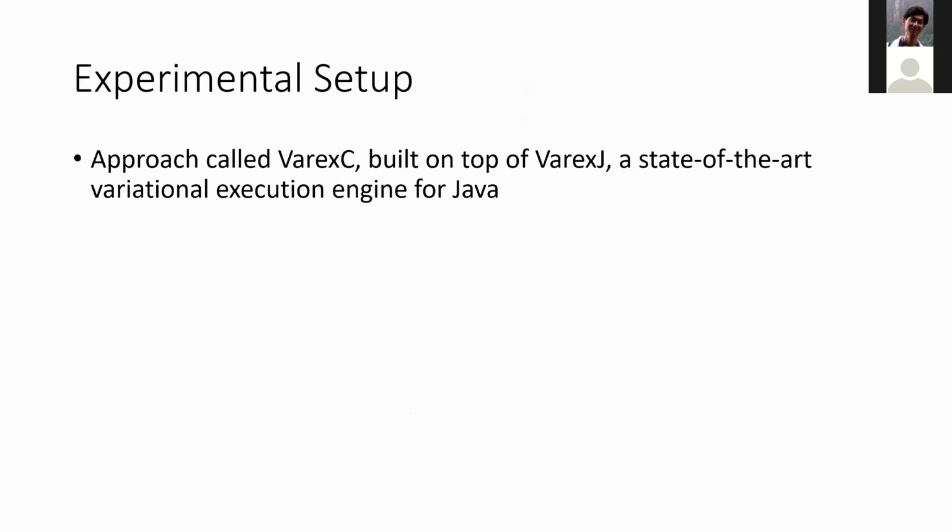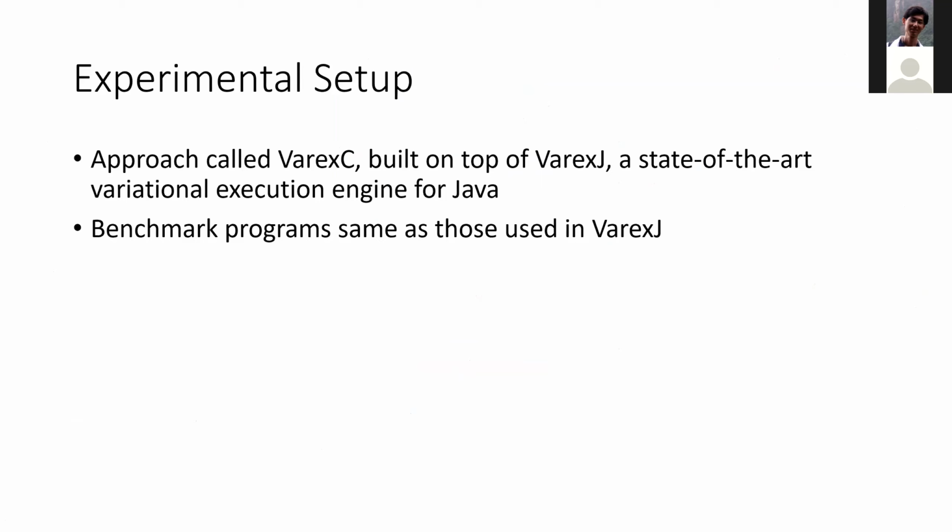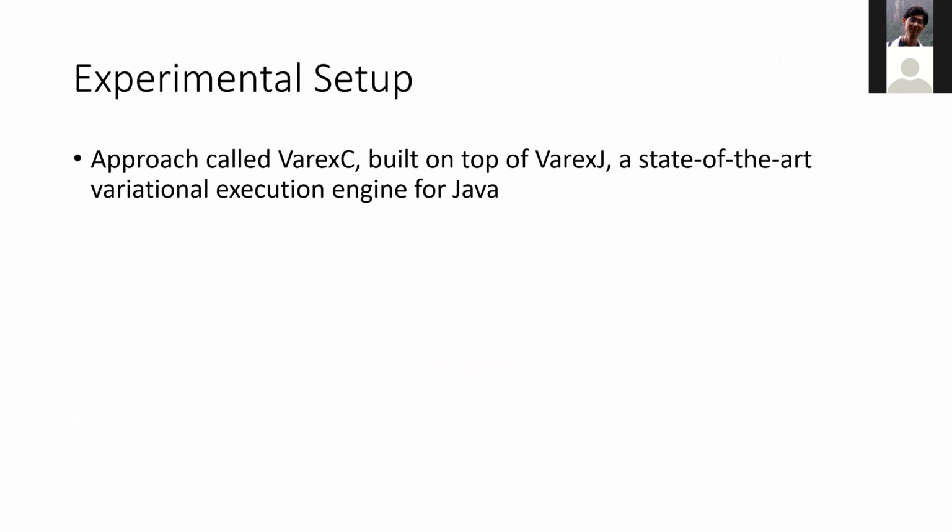So now is the experiment setup. They call this approach VarexC, which is built on top of VarexJ, a state-of-the-art variational execution engine for Java. So it's still a version of JDK. Sorry? Execution engine. So they modify the JVM, right? This is the execution engine for Java, so VarexC or VarexJ are another version of the JDK or Java virtual machine.